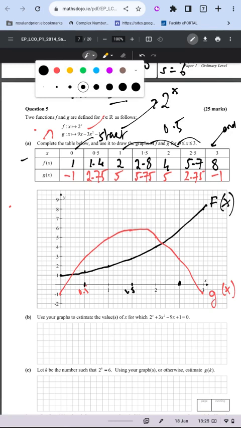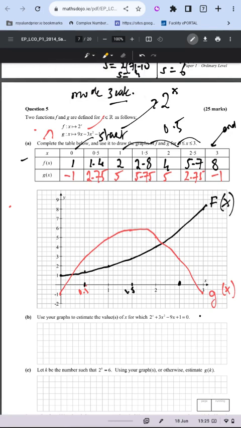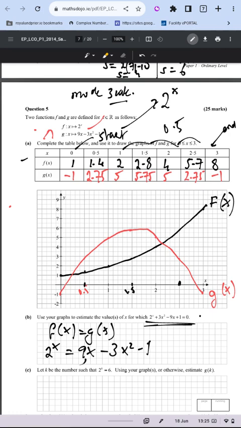Now, anywhere they give you two graphs in one, they'll always ask you where they are equal. And that's what they've done there. The way that's written, it's the same as them writing, where is f of x equal to g of x? Or where is 2 to the power of x equal to 9x minus 3x squared minus 1? All they've done is they've brought them over. Hence why your 3x squared is now a plus, your 9x is a minus, and your minus 1 is a plus 1. So everywhere, if you don't know what they're asking you, and there's two graphs in one, they're asking where do they meet, where are they equal.